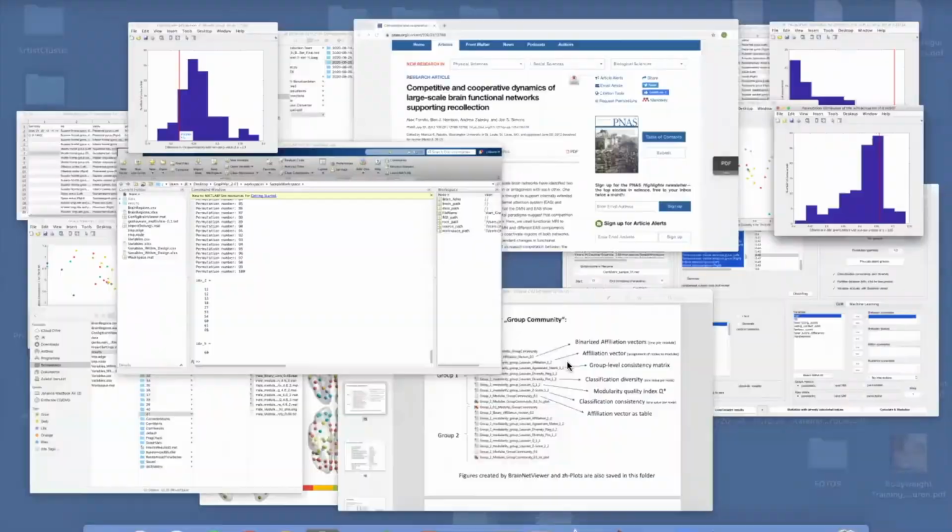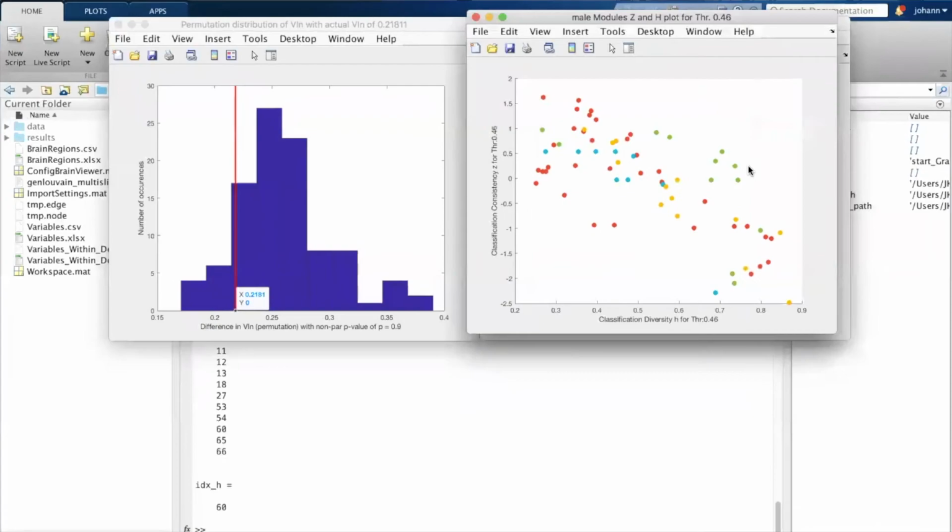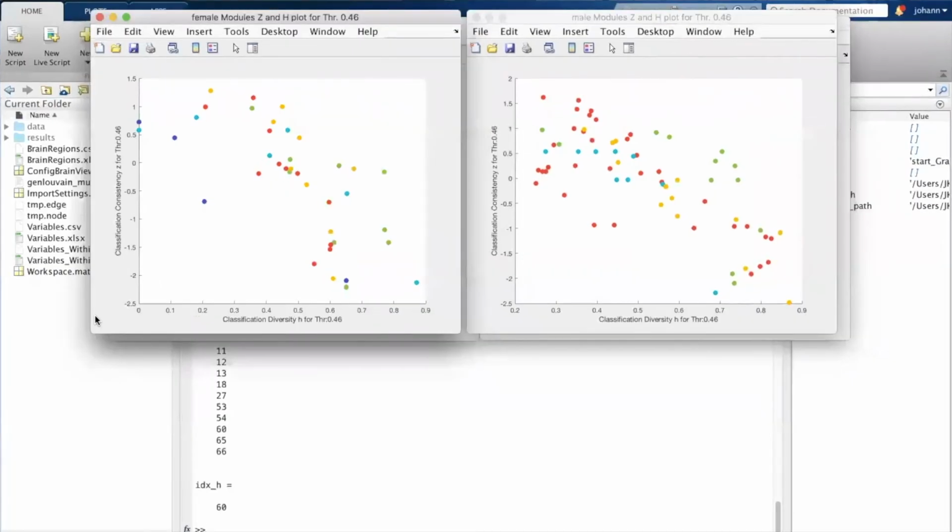So what else can we look at? We can now look at the plots of classification consistency versus classification diversity, here for the females and here for the males. At first glance, just eyeballing, the distributions don't seem increasingly different. There is also this linear trend, but this is what you'll observe most of the time, because if a region has a really high classification consistency, then it's a regional hub, and then it is basically never a region with a high classification diversity, which would be a transitional hub throughout the modular landscape.